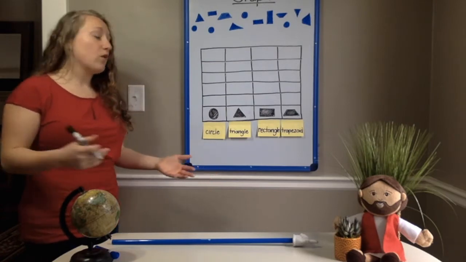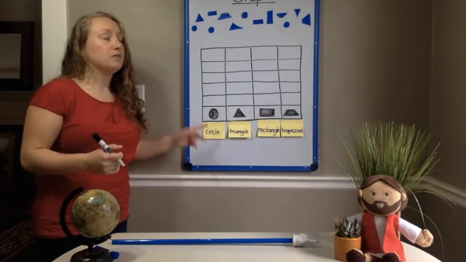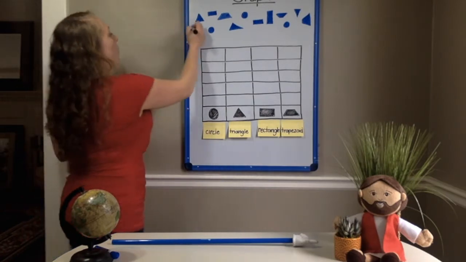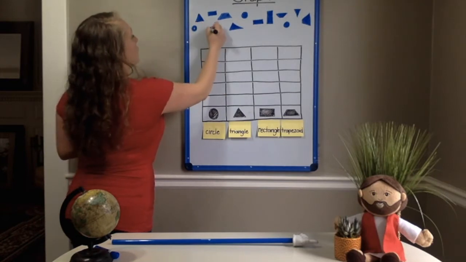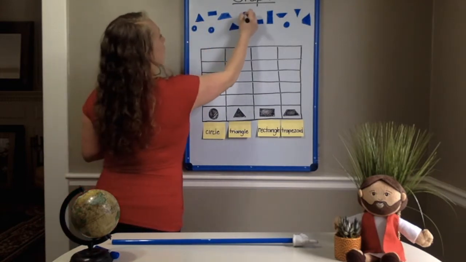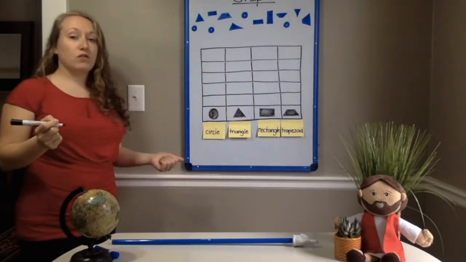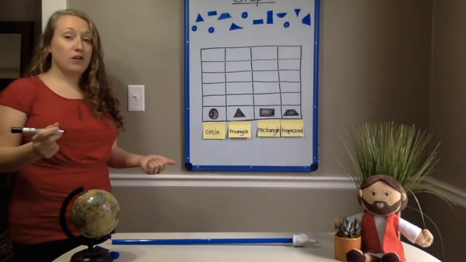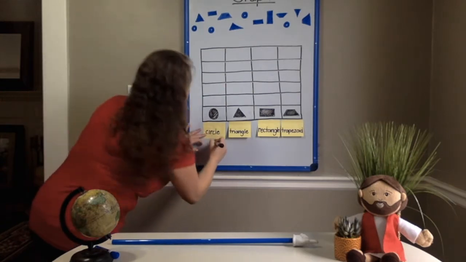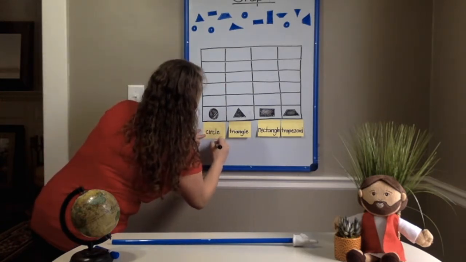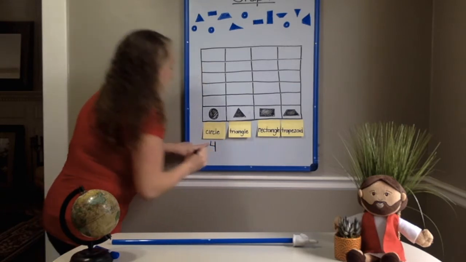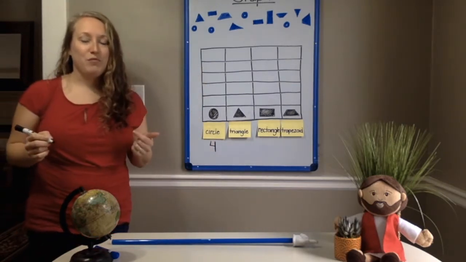So the first shape we're going to count up is the circle. Here I go. 1, 2, 3, 4. I have 4 circles. I'm going to write that number underneath just for now. 4. And I'm going to keep that one in my brain too.